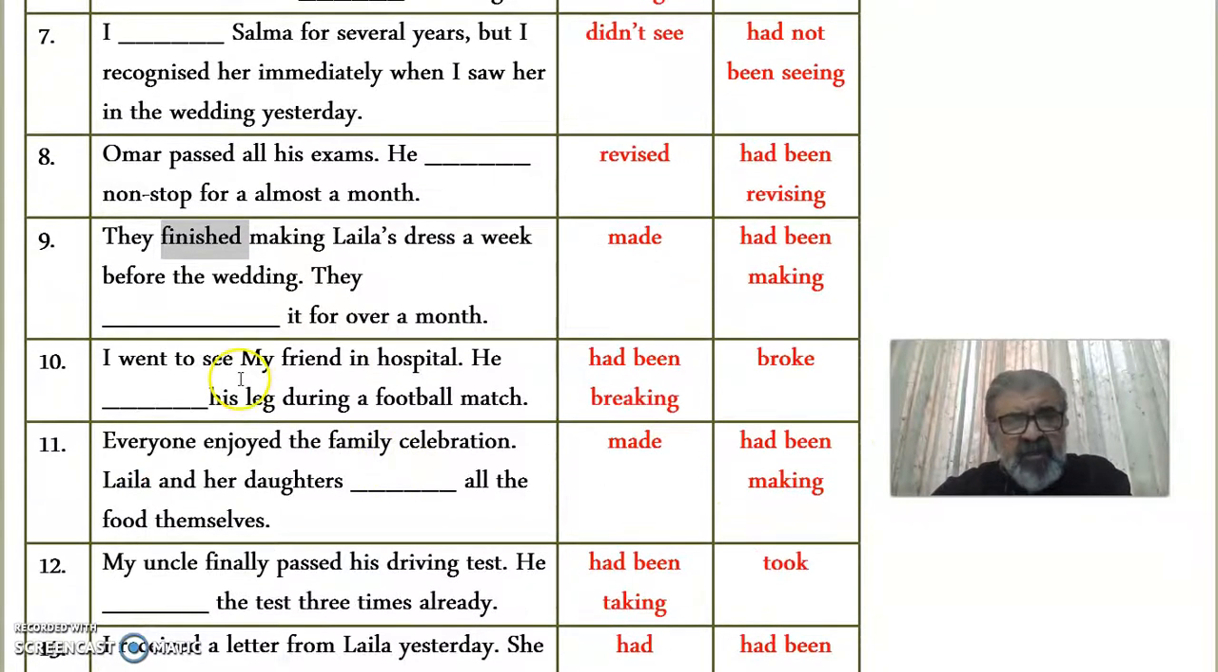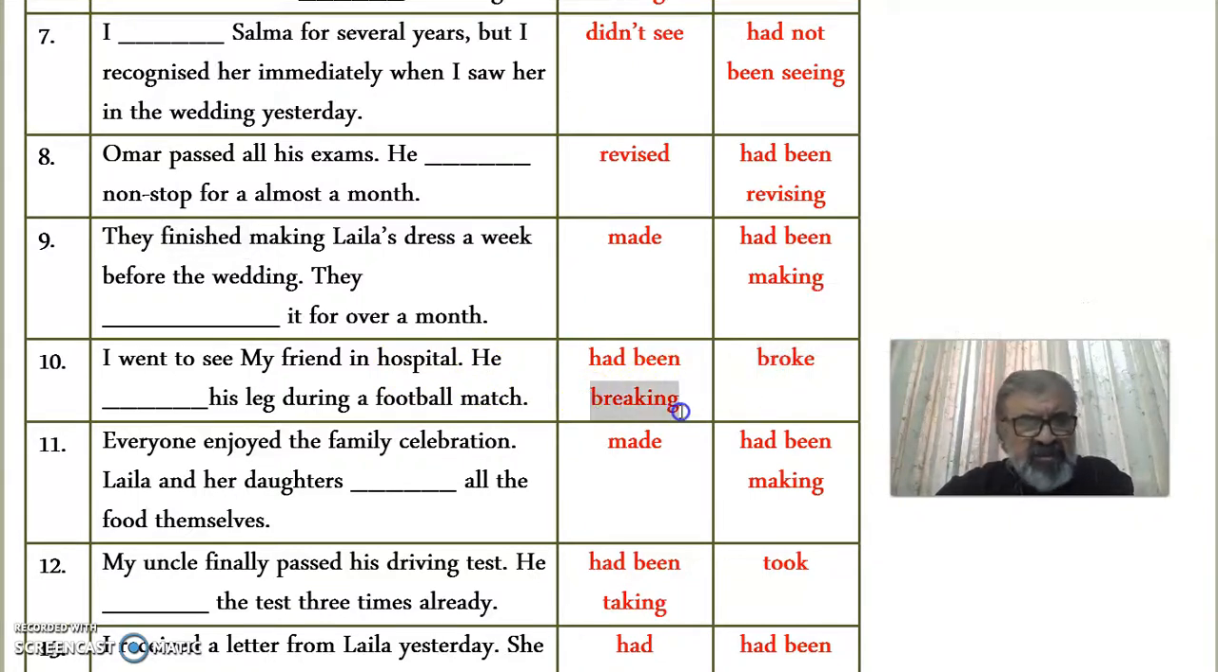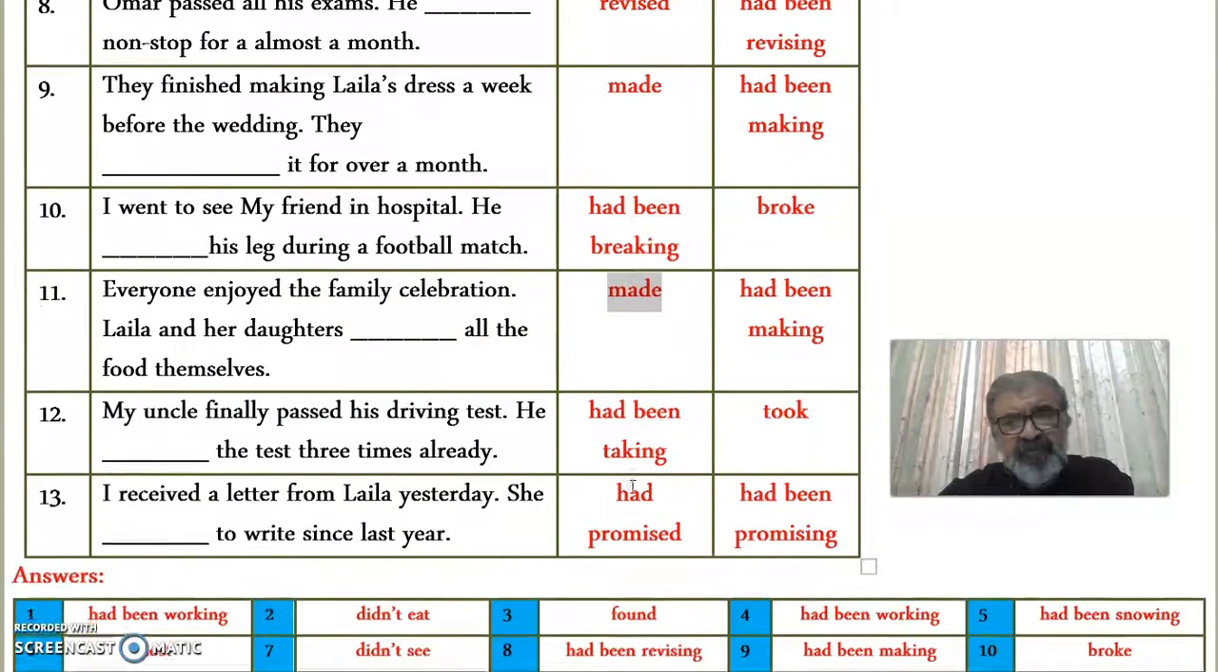Again, I went to see my friends in hospital. You don't say "the hospital" because you are a visitor, but your friend is in the hospital. He's sick. So he broke his leg. Again, you can't say breaking. It doesn't make sense. Everyone enjoyed the family celebration. Layla and her daughters had made the food, all the food themselves.